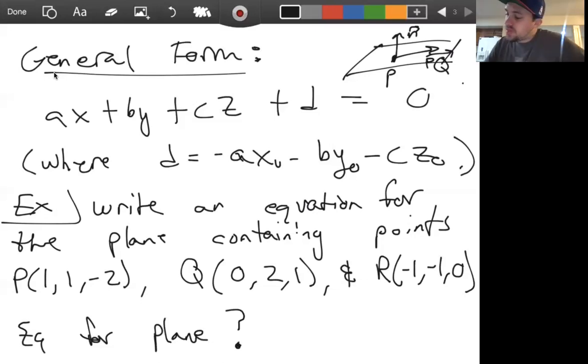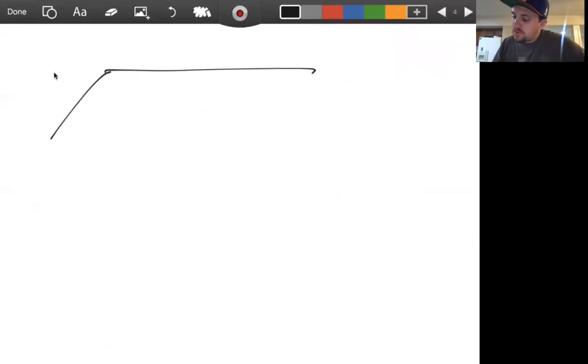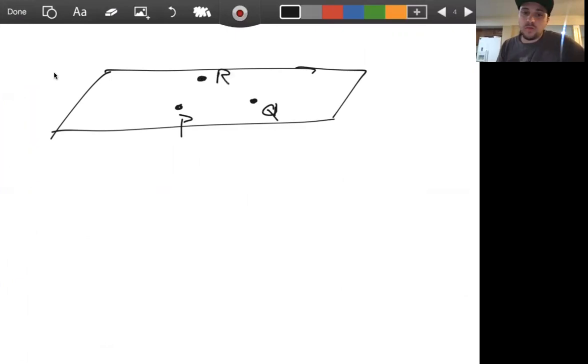Right? So let's look at a picture here. We have 3 points. This won't be correct, but we'll get a sketch of a picture here. So let's say these are our 3 points, P, Q, and R. And we've seen that we need a normal vector to be able to define an equation for the plane.